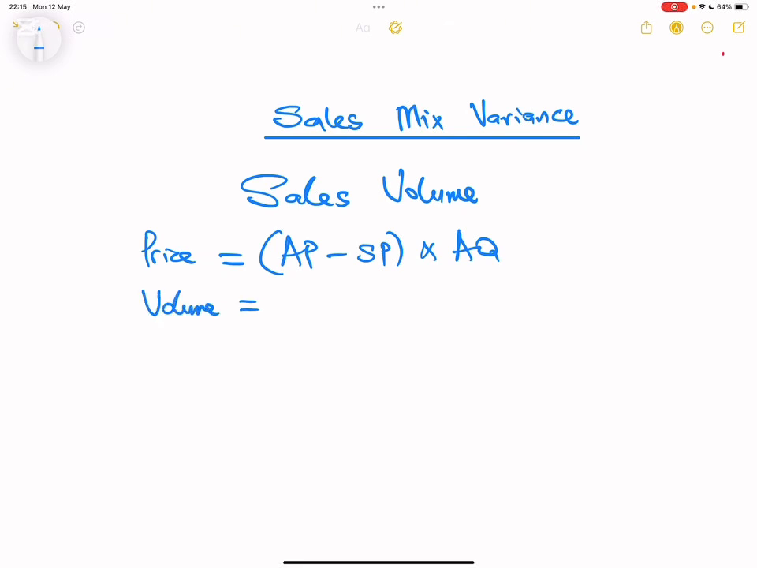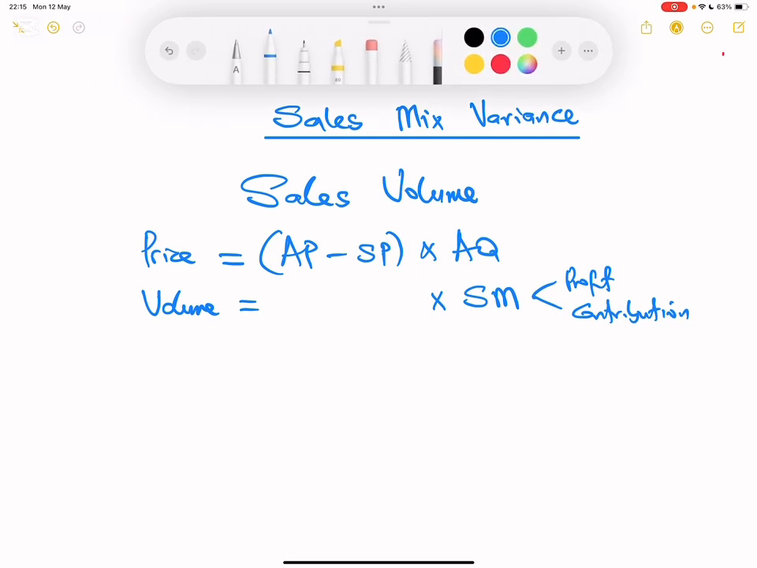variance, because volume affects not just the revenue but also the cost, we said it's going to be valued at standard margin, and that can be either profit or contribution, whichever one is available in the question you can use. If both are available, please use profit. But if only contribution you can see in the question, then you can use the contribution.